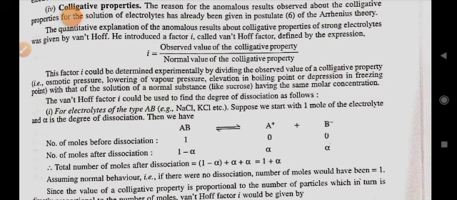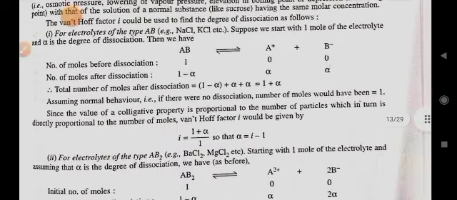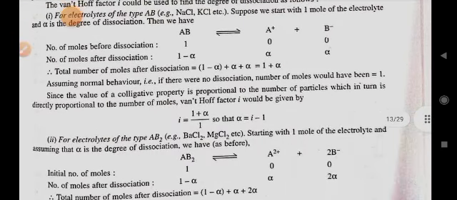For electrolytes of the type AB, suppose we start with 1 mole of the electrolyte and alpha is the degree of dissociation. Then we have number of moles before dissociation: for AB equal to 1, and for A positive and B negative equal to 0. Number of moles after dissociation: for AB equal to 1 minus alpha, and for A positive and B negative equal to alpha. Total number of moles after dissociation is equal to 1 minus alpha plus alpha, which is equal to 1 plus alpha.